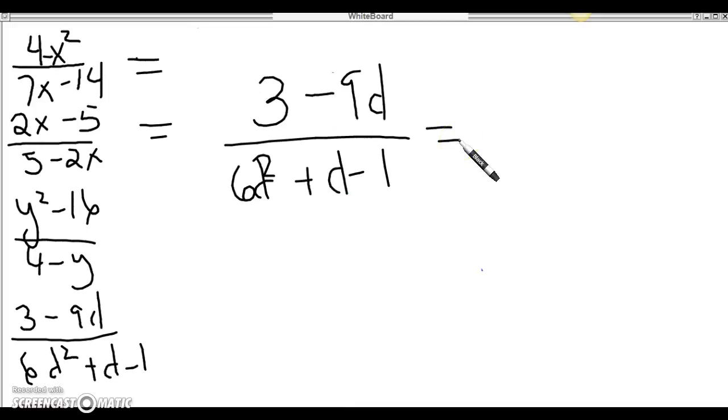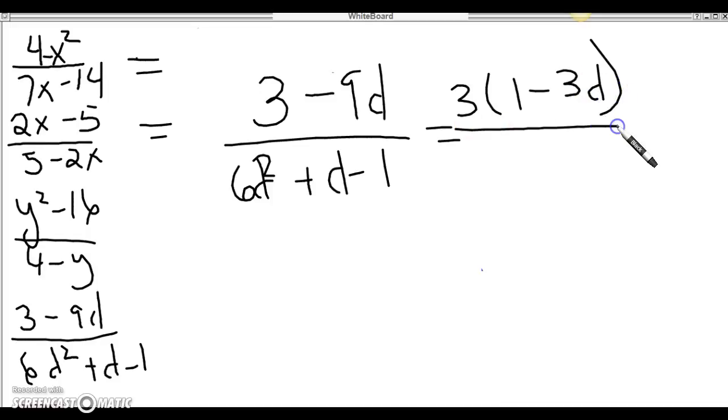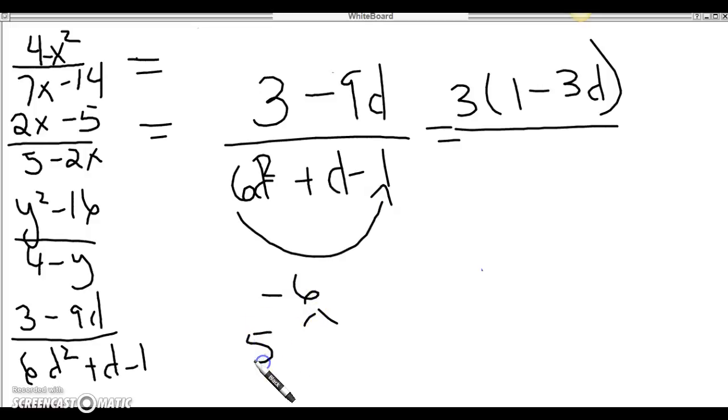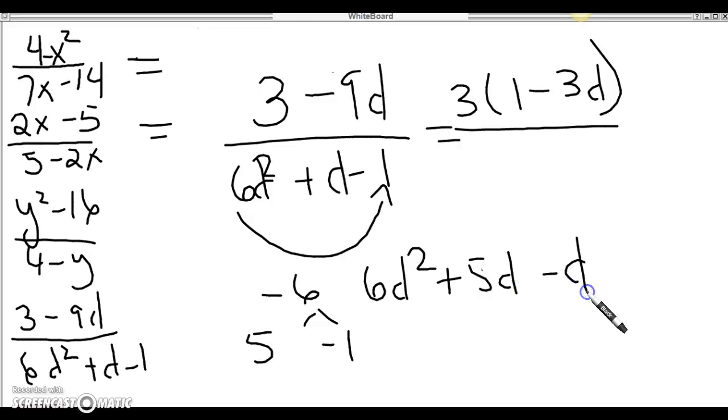Alright, the next one, you have 3 minus 9d over 6d squared plus d minus 1. So I see here they both have a factor of 3, so I'm going to pull that out, and I get 1 minus 3d. At the bottom, 6 times 1 is -6, so my factors will be +5 and -1. And so I get 6d squared plus 5d minus d minus 1. So I'm factoring by grouping.